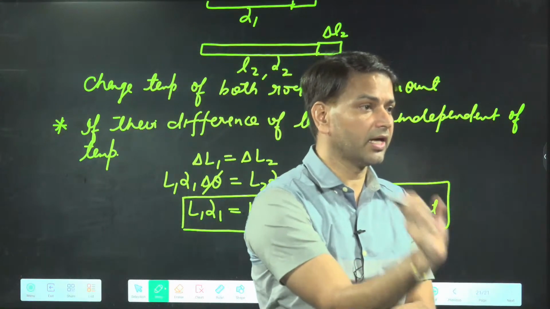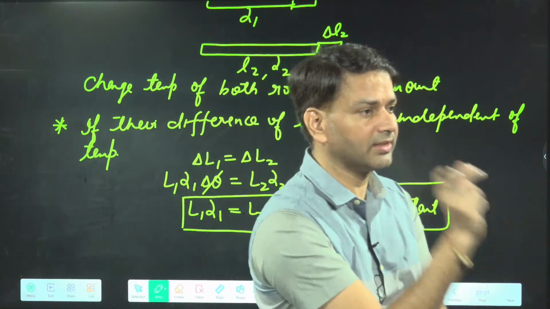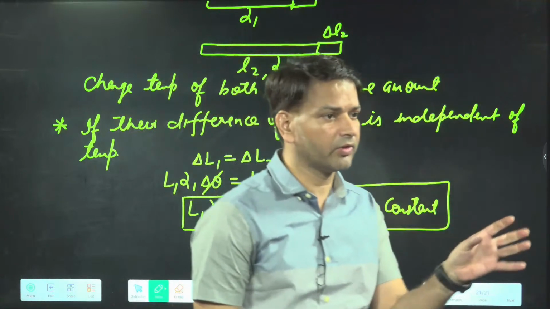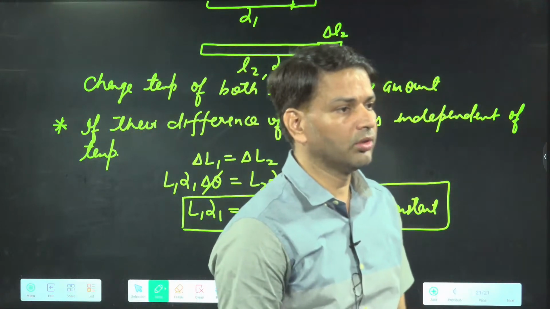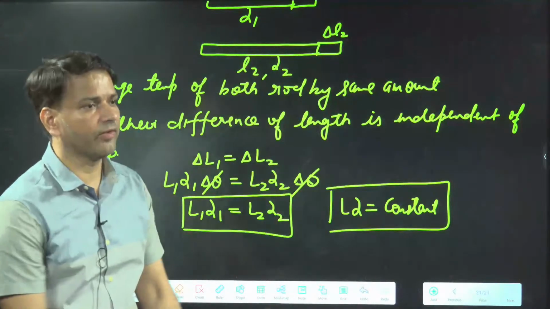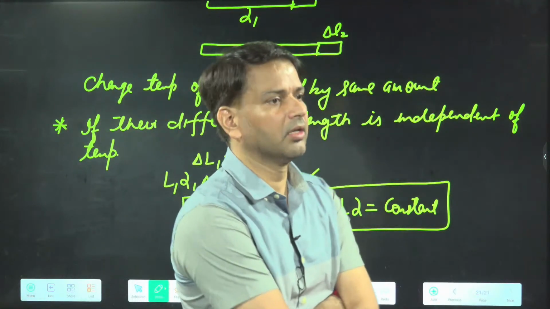If they are saying the difference of the length of the rods is independent of the temperature, then you will apply this concept. L1 alpha 1 will be equal to L2 alpha 2. Understood? And from this we can say L alpha is equal to constant.